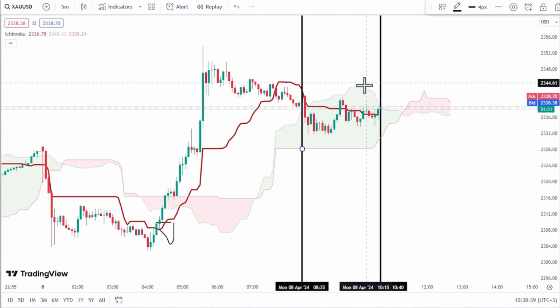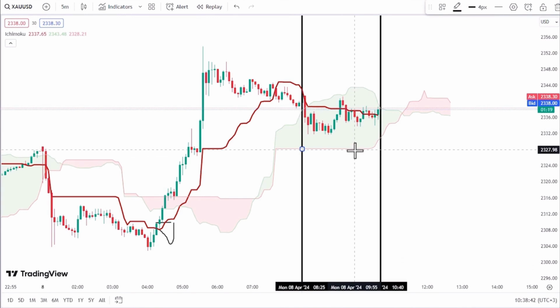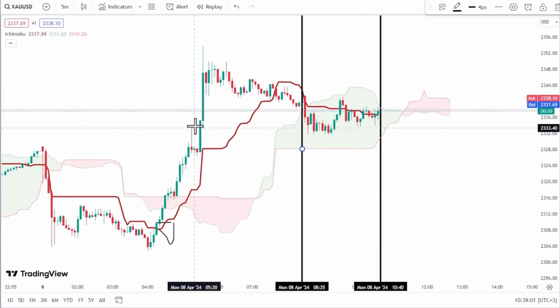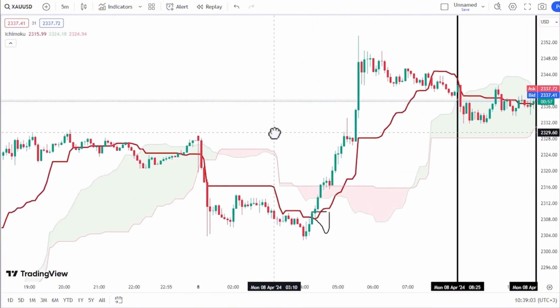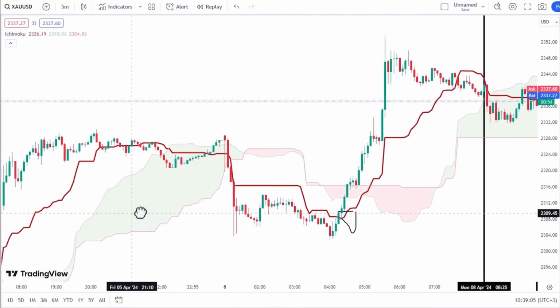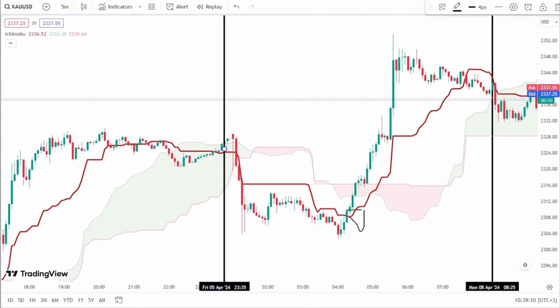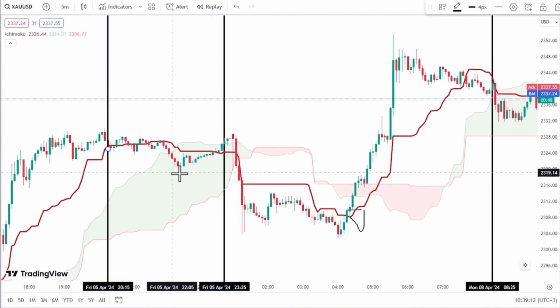Why? Because above the cloud and below the cloud, they act as a resistance and support for us. And be precise, when the candles move towards this thick cloud, the probability of forming a range is higher for us. But if we want to look at this area, you can observe that since the candles are above this cloud, it can be said that it has a weak range formation for us. Or if we want to look at this area, you can observe that this area where the cloud is thick is almost the same, and it has created a range condition for us.